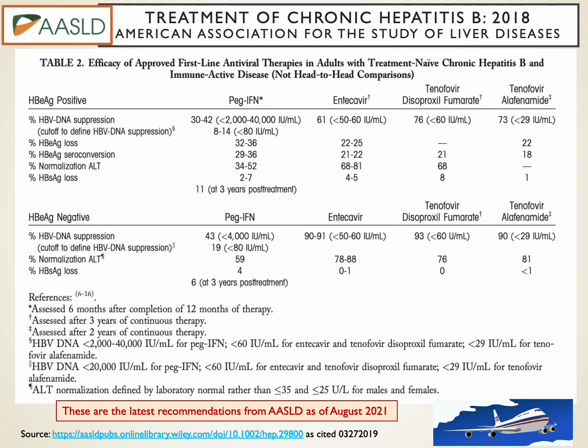The American Association for the Study of Liver Diseases also outlined their efficacy for their first-line agents, and they're relatively effective at viral suppression. And the charts list here, depending on what the hepatitis B status of that individual patient is. So you have at least familiarity with that.